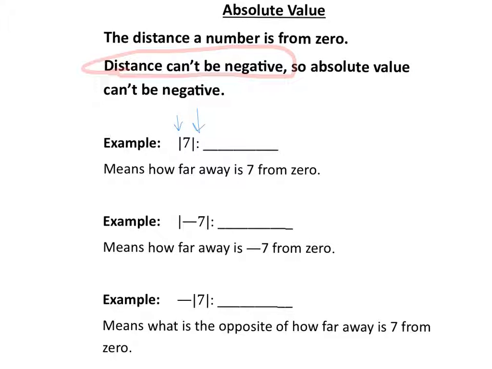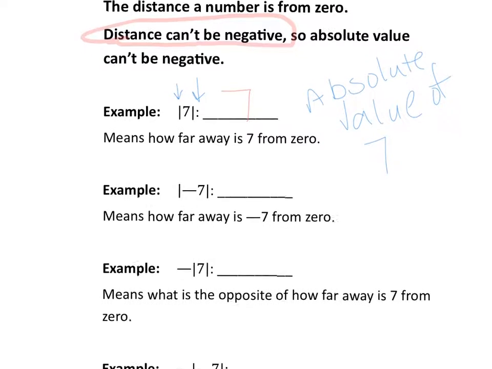Well, if we count from 7 to get to 0, 7, 6, 5, 4, 3, 2, 1, 0, we had to go back 7 spots. Therefore, the absolute value of 7 is 7, because it's 7 spots away from 0.